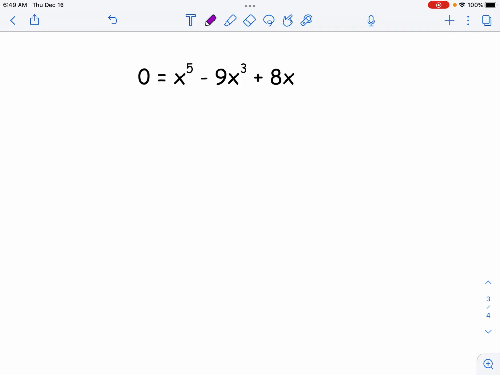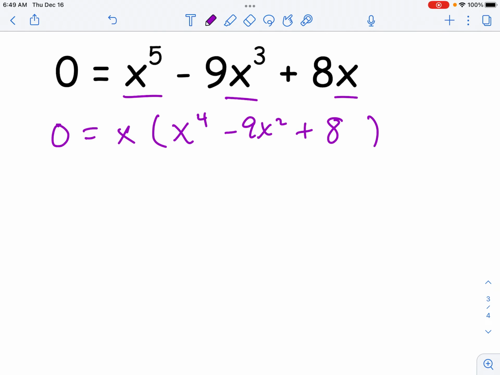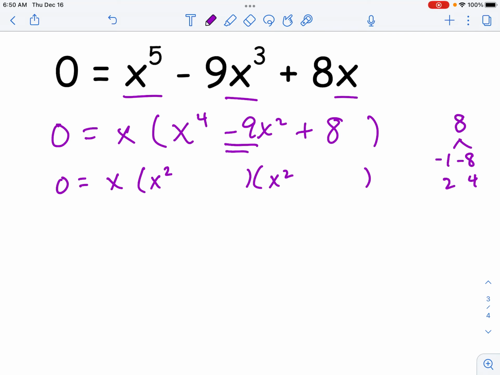So on this one, first thing I notice is each of these has an x with it, so I'm going to factor out an x. And when I do, I get x to the fourth minus 9x squared plus 8. And at this point, it's a lot like the previous problem. So let's see here. This is going to be x squared, and we're looking for numbers that multiply up to 8. So we've got 1 and 8, 2 and 4. And we want them to add to negative 9. So I'm thinking we'd have minus 1, minus 8.